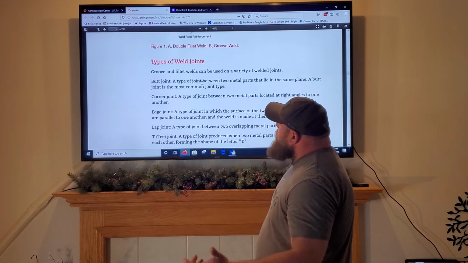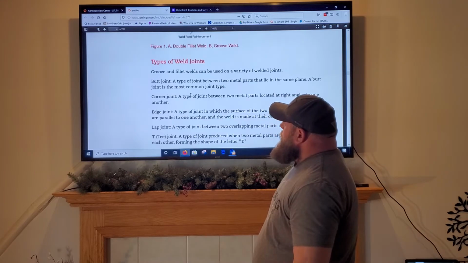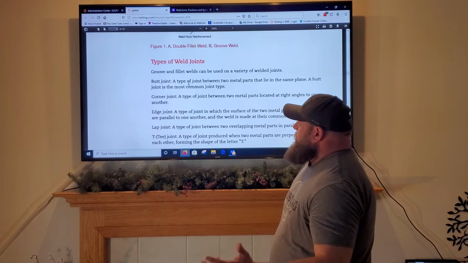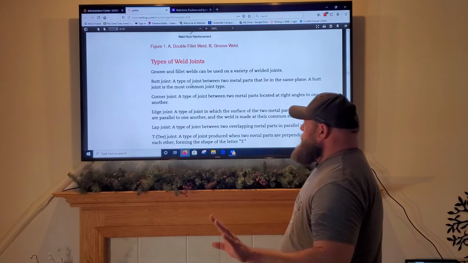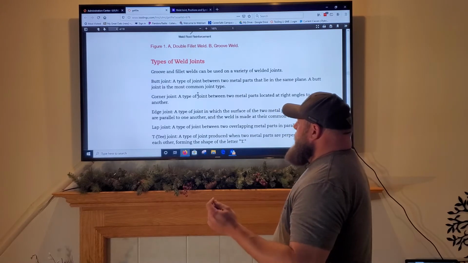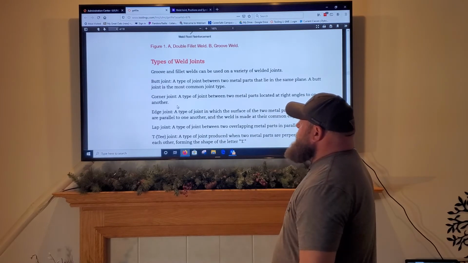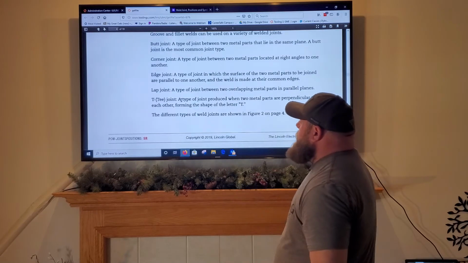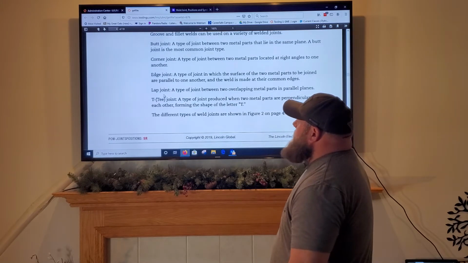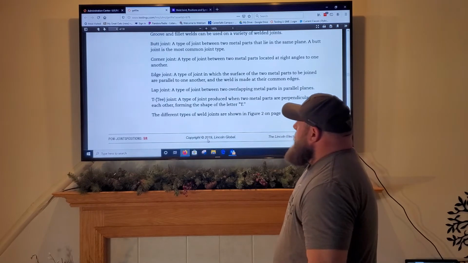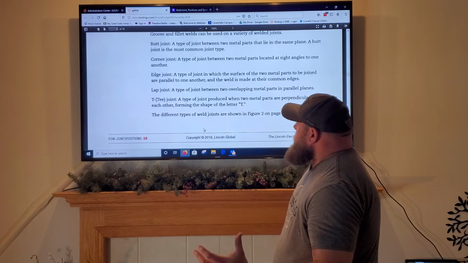Then types of weld joints. We went through groove and fillet welds for butt joints. Not a fillet weld. There's only one that can apply there. And then fillet welds for corner joints, edge joints. Actually, groove weld there for an edge joint. And then lap joint, T-joint. We went over the 5 basic joint types.